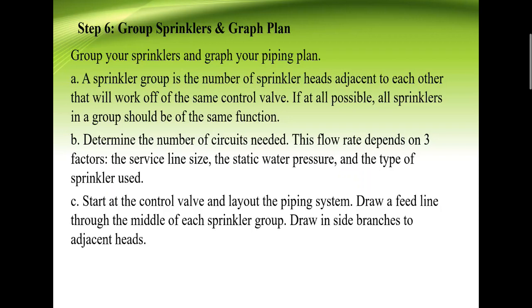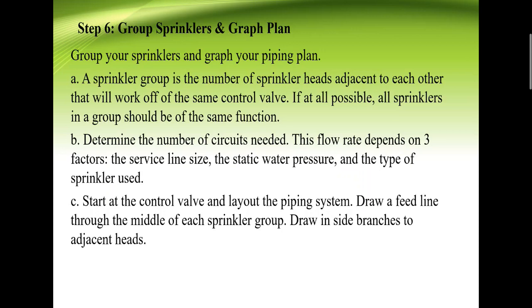B. Determine the number of circuits needed. This flow rate depends on 3 factors: the service line size, the static water pressure, and the type of sprinkler used. And C. Start at the control valve and lay out the piping system.